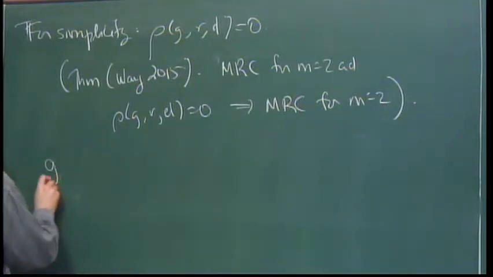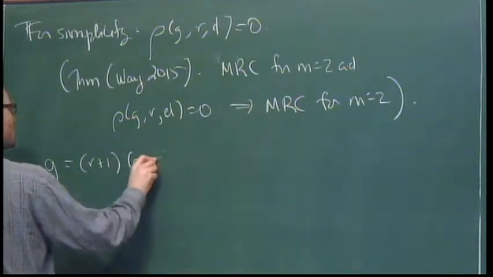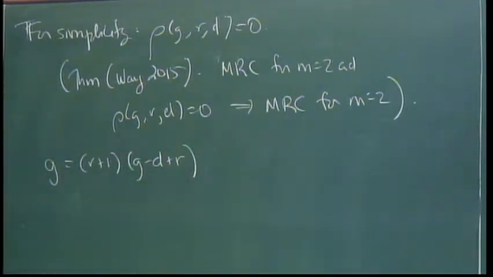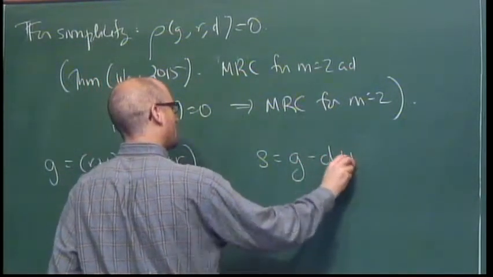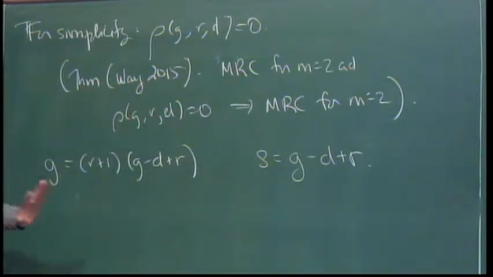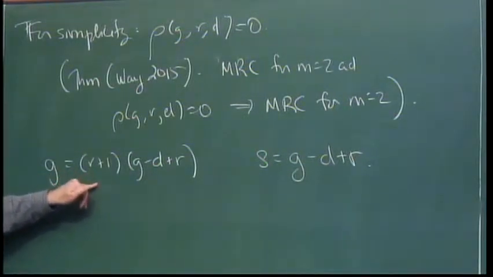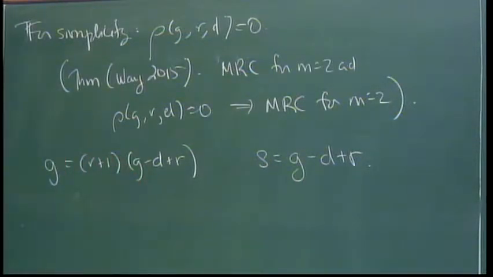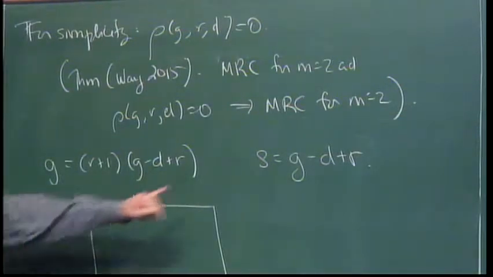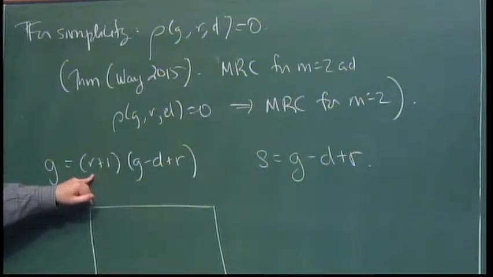So rho equals 0 means that g is equal to r plus 1 times g minus d plus r. And because g minus d plus r appears everywhere, we call it s. So if you're thinking in terms of algebraic geometry, r plus 1 is H0 of the line bundle, g minus d plus r is H1, or it's H0 of the adjoint. Okay, so this is some very natural number that, of course, has to appear everywhere. S is H1, r plus 1 is H0.